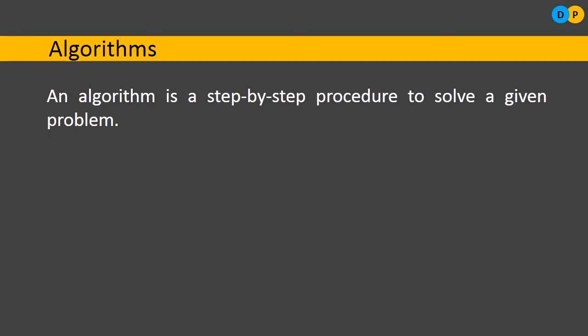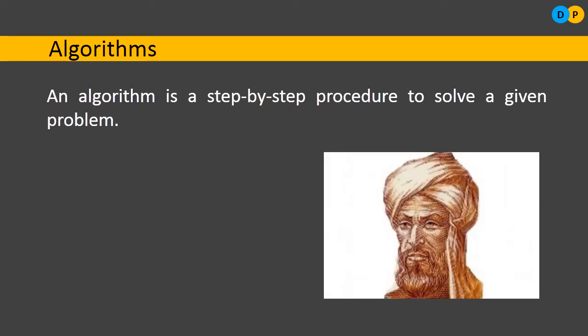Then who is the father, or who developed this particular algorithm concept? In the 9th century, an Arab mathematician by the name Al-Khwarizmi developed this concept of algorithm. So algorithm is not a new concept. It was developed in the olden days, that is in the 9th century itself. So what is algorithm? Algorithm is a step-by-step procedure to solve a given problem.